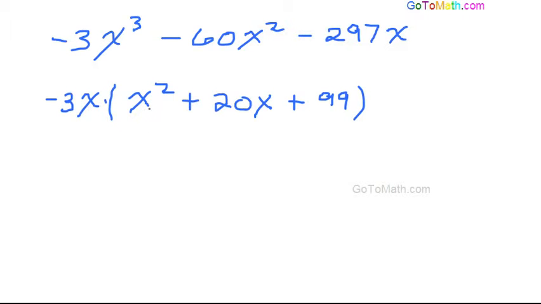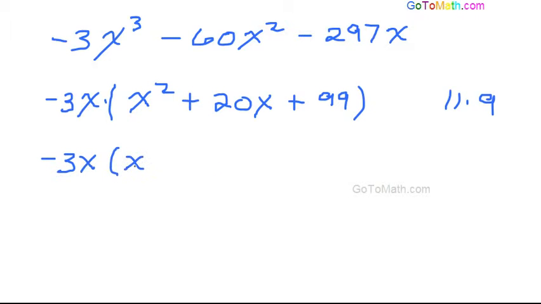Alright. So now what we need to do is figure out how to factor this. Two numbers that, when we multiply them together, we get 99, and when we add them, we get 20. We can break this up as 11 times 9. 11 times 9 is 99, and also 11 plus 9 is 20. So there you go.